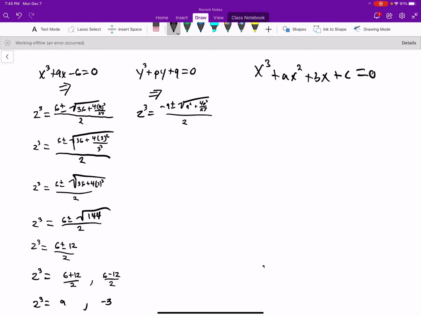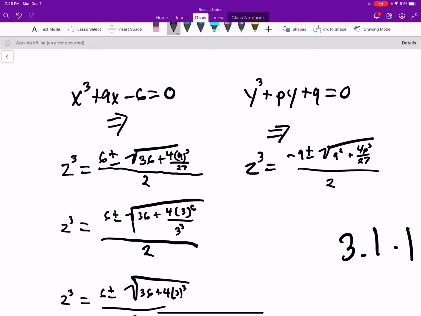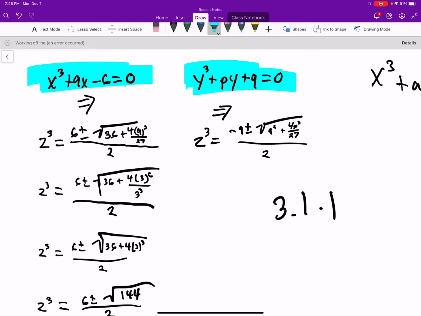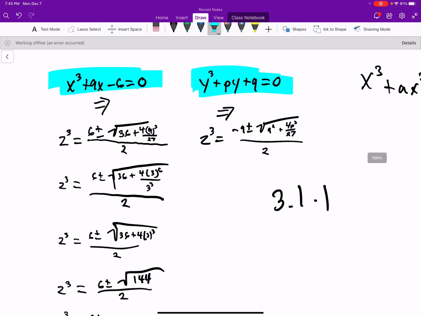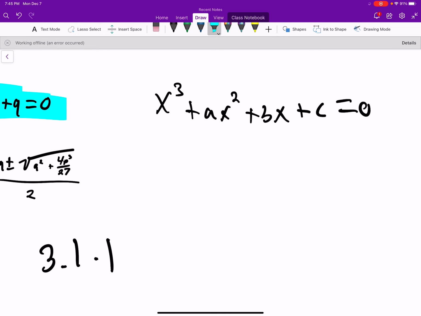Okay, we're doing 3.1.1, and we want to solve this equation right here. X cubed plus 9x minus 6 is 0, and we get this right here, which is y cubed plus py plus q is 0. Notice these look quite similar. This looks similar to this, but it's not in standard form, I guess, with the x cubed plus ax squared plus bx plus c.